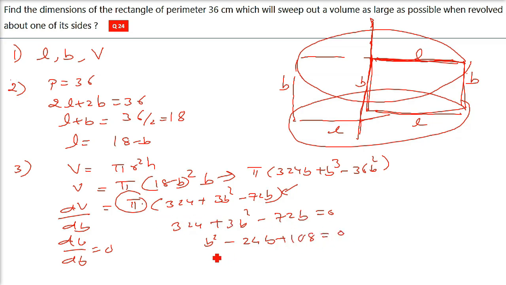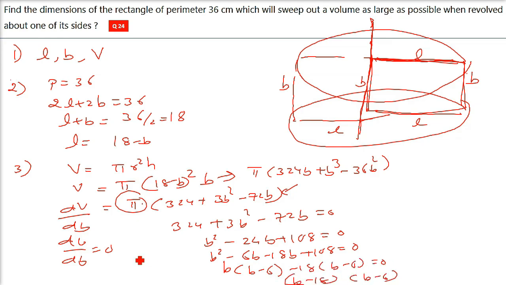And you will get 2 factors here, because 24 is 6 plus 18, and 6 into 18 is 108. So you will get b minus 6, b minus 18 equals 0. So b minus 18 into b minus 6 equals 0. So b will be either 6 or 18. But we need to check both of these, because we need as large as possible. For that we need double differentiation.